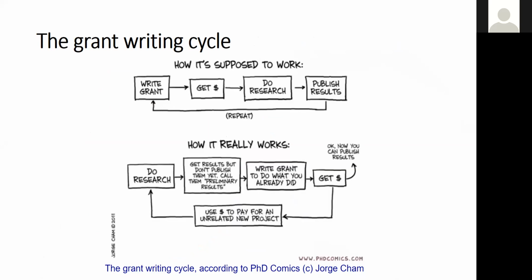You do research, you get results, but you don't publish them yet. You call them preliminary results. Then you write a grant to do what you already did. You get some money. Now you publish the result and use that fund to pay for another related project. And then you go through the cycle again and again. So that sometimes is exactly what happens. Although it's put here as a comic, in a real scenario you will see that happening a lot in grant projects.